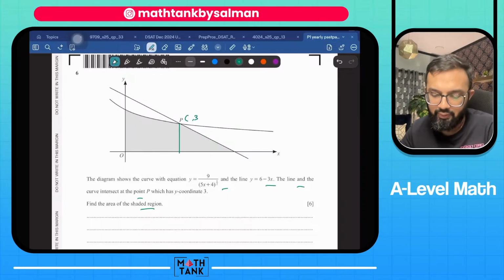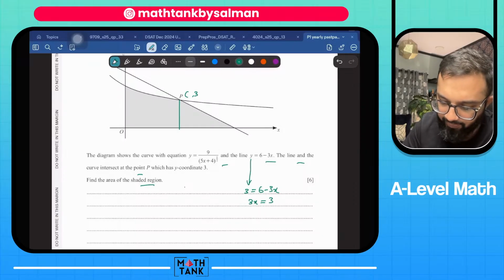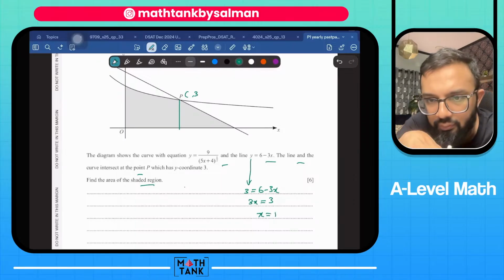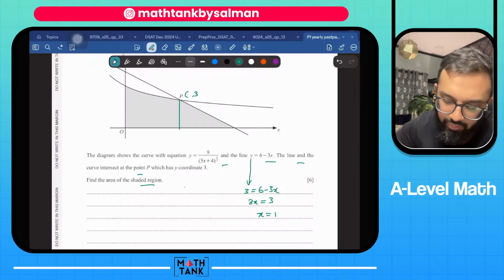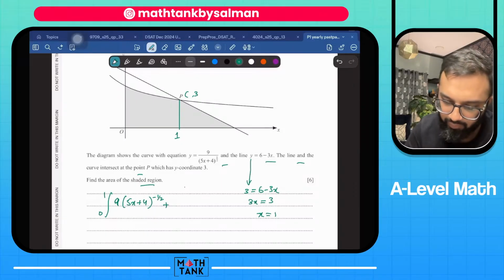I'm going to say that the curve is going to be integrated from that point. So it's both on the line and the curve, so I think I'm going to put that into the line. 3 equals 6 minus 3x. 3x equals 3, so x should equal 1. Okay, so that's the point 1. So I integrate the curve, 5x plus power 4 minus half, from 0 to 1. That's one thing that I have to do.